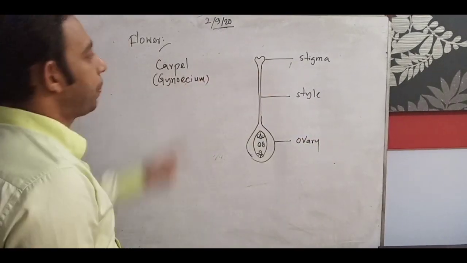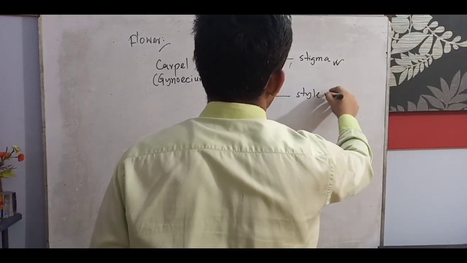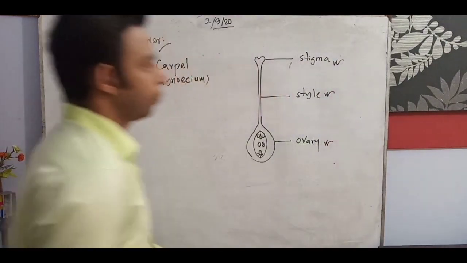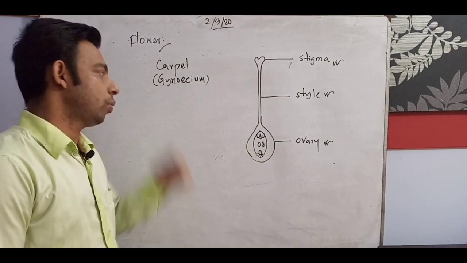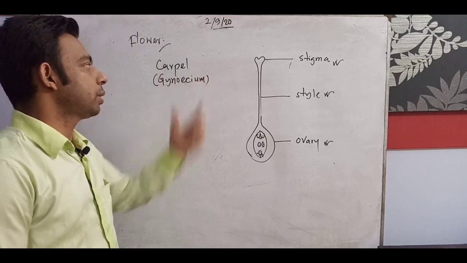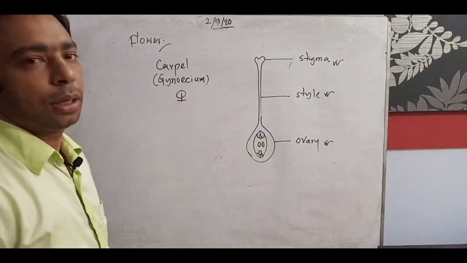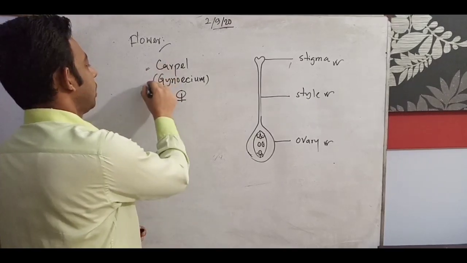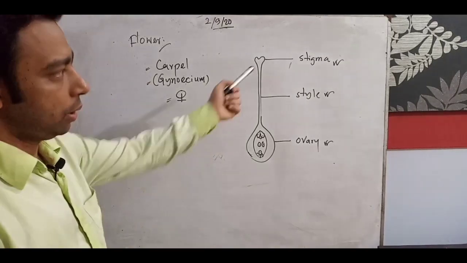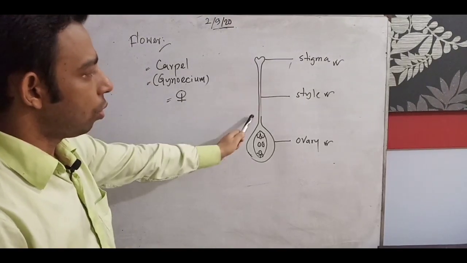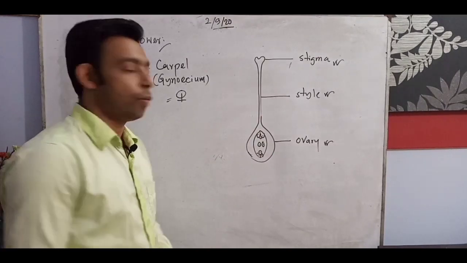So a carpel has three important parts. One is the stigma, one is the style, another one is the ovary. The three parts of a carpel must be understood. Okay, the female reproductive part, sometimes you get the symbol like that. Female reproductive part, gynoecium, symbol this one, and it consists of three parts: stigma at the top, the long rod-like structure, style, and this sac-like structure is the ovary.